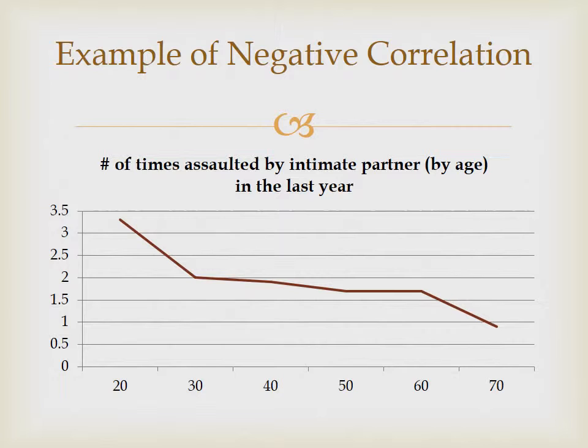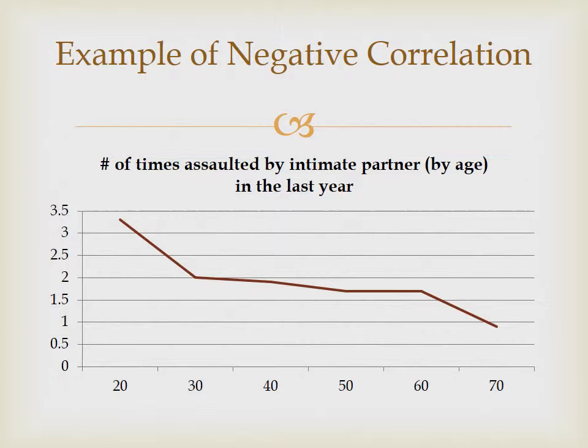Here we're looking at an example of negative correlation. You'll see the line slopes down now from left to right. It's no longer an uphill climb, it's a downhill climb from left to right. In this case, we're looking at the number of times a person's been assaulted by an intimate partner in the last year, again, by age. And so same line at the bottom says 20, 30, 40, 50, 60, 70. Again, that's representing age. And then on the left-hand side, the y-axis, you'll see number of times assaulted by an intimate partner in the last year.